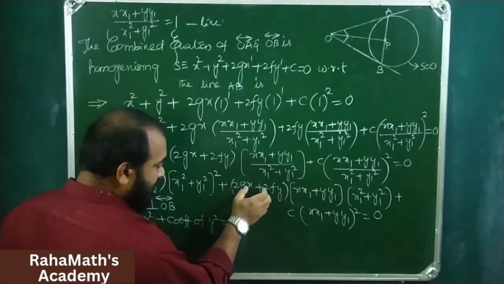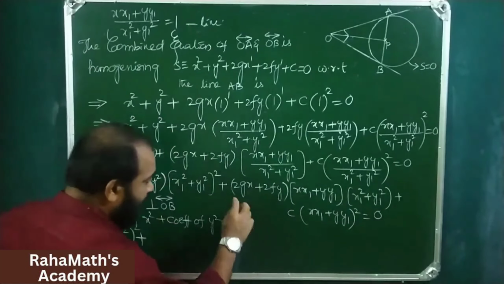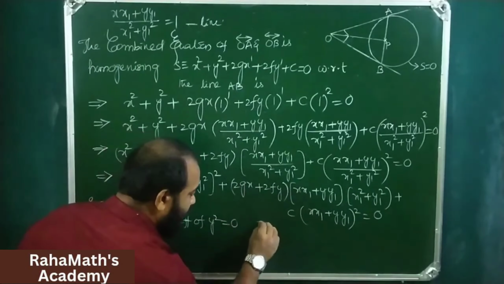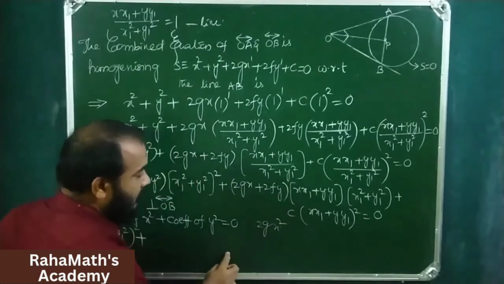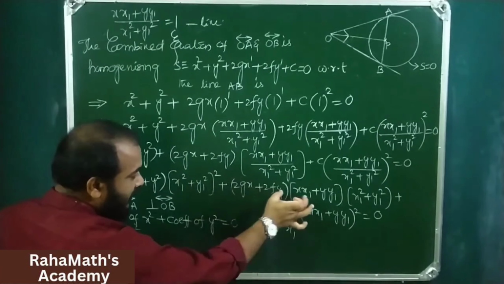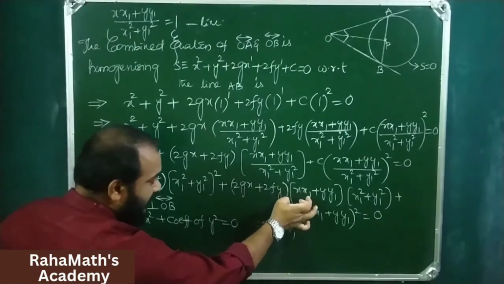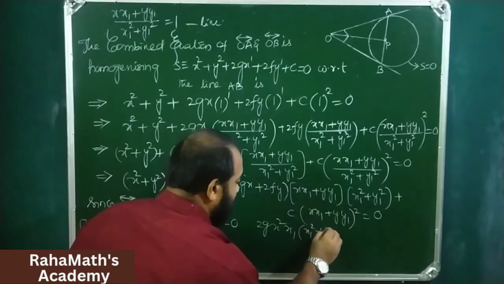So 2g x square x1 into this. I'm telling you 2g x into x. So 2g x into x square x1, and this and this I just multiplied. This is multiplied with x1 square plus y1 square, right?